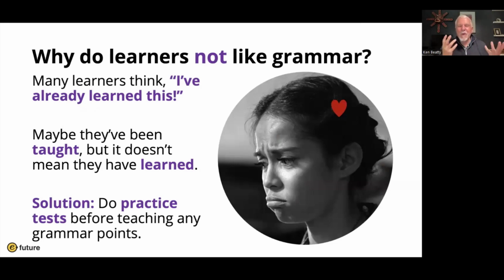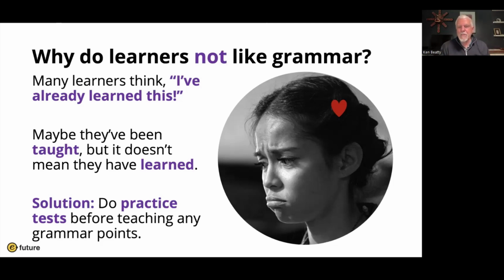So we end up with one reason why students don't like grammar. They don't like the rules. But also they think the rules don't really apply, because they learn a rule, but then they hear everyone or see everyone in writing breaking that rule. But also many learners think, I've already learned this. And it's true, because we tend to teach the same grammar year after year after year. And so no wonder students think, I've already learned this. We studied this last year, right? Maybe they've been taught, but it doesn't mean that they've learned. So that's an important distinction, right? You can teach someone something, but they don't always learn it, or even if they learn it temporarily, they don't always remember it and apply it.